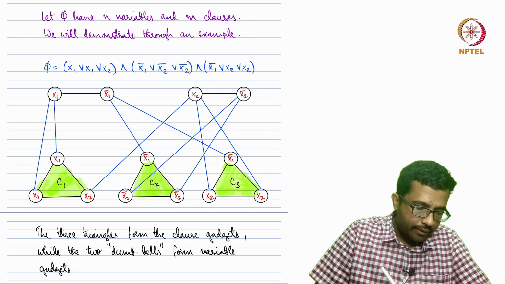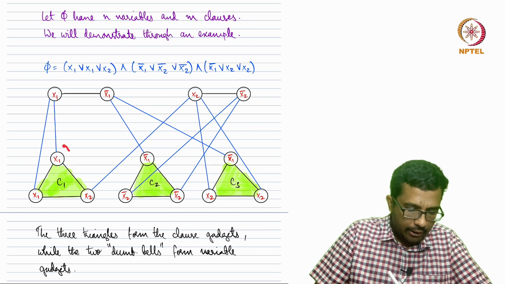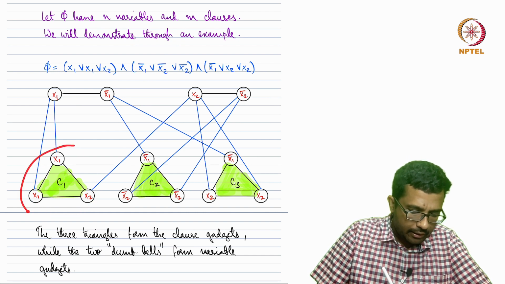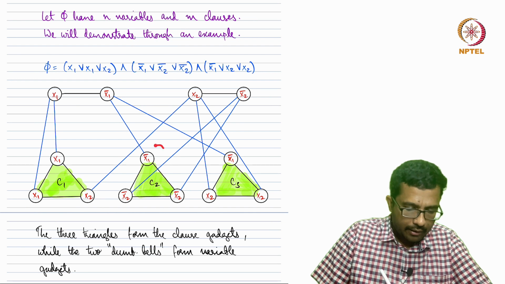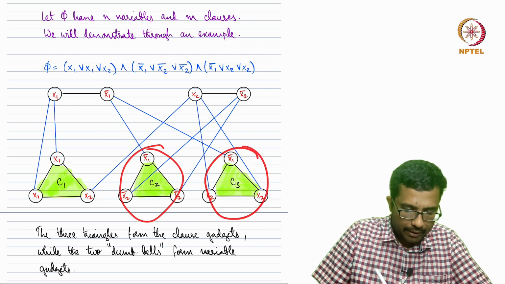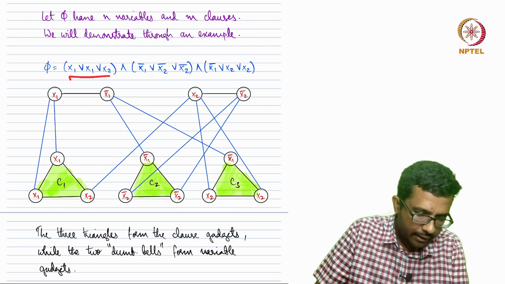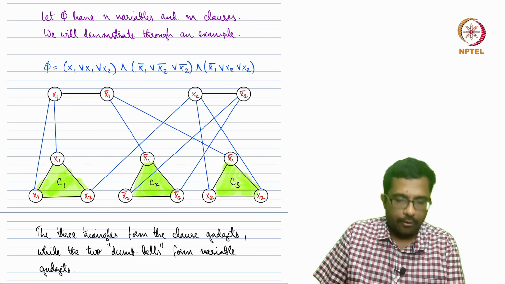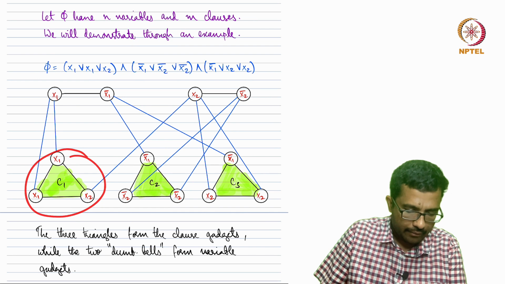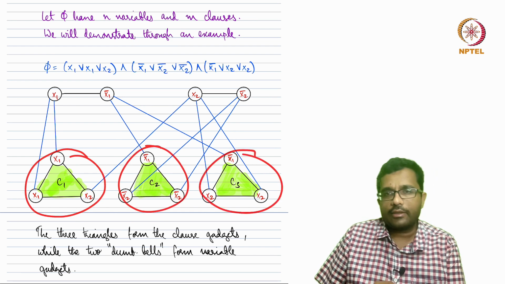There are 2 types of vertices. One is the clause gadgets. So this corresponds to clause C1, clause C2 and clause C3. The shaded parts are each one clause gadget. So we have 3 clauses here in the formula, and 3 clause gadgets for the first clause, second clause and third clause.